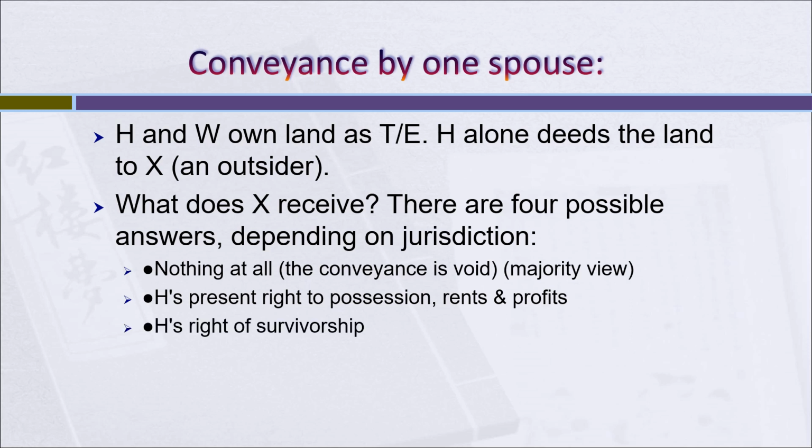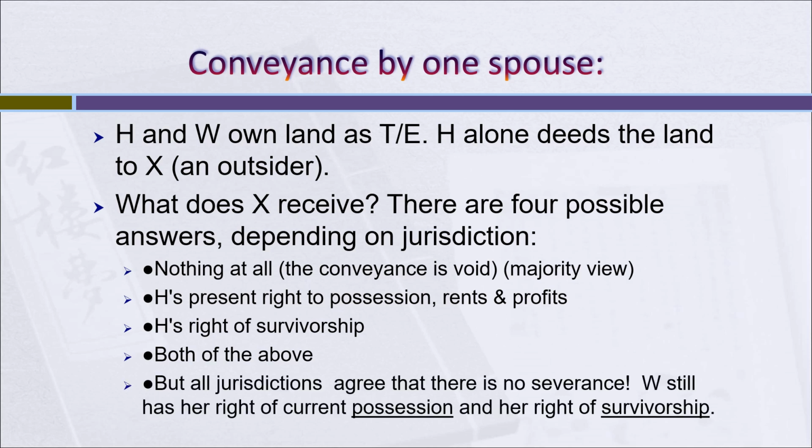A third possibility is that the husband's right of survivorship will pass to the outsider, so that if it happens that the husband ultimately survives and the wife dies first, the outsider will end up owning the entire property. On the other hand, if the husband dies first and the wife survives, then the third party's rights would be completely ended at that point. A fourth possibility is that both of the above results will follow at the same time. In other words, the conveyance by the husband will pass both the husband's present right to possession and the husband's right of survivorship. All of the jurisdictions agree that there is no severance. The wife, in other words, still has her right of current possession and her right of survivorship no matter what the husband does. So once again, the joint tenancy concept of severance just doesn't apply to tenancies by the entirety.